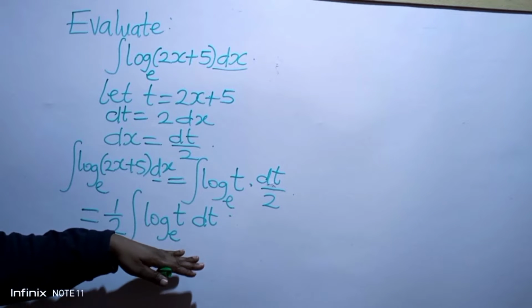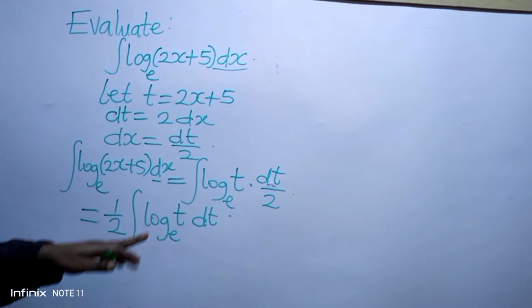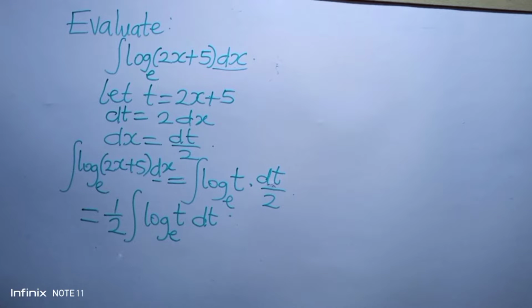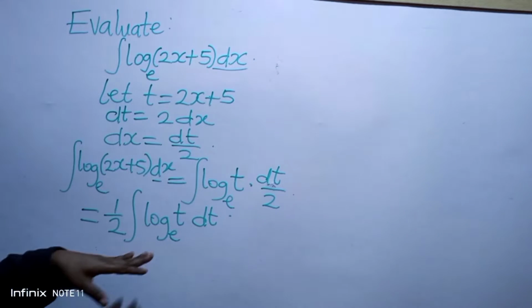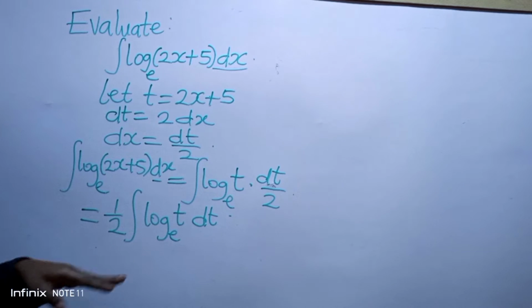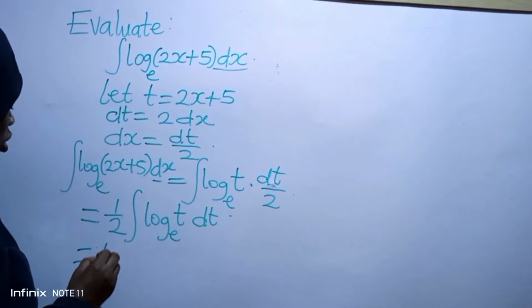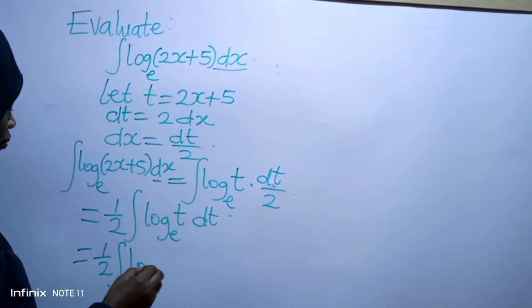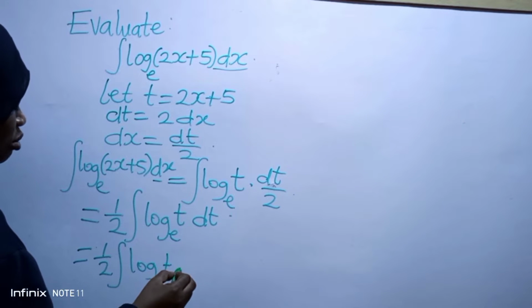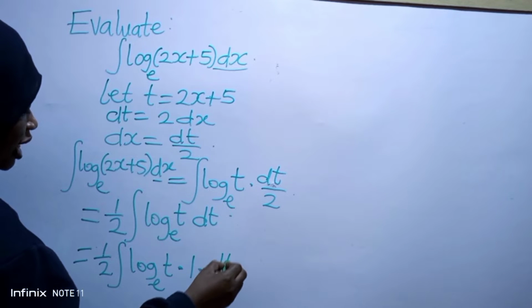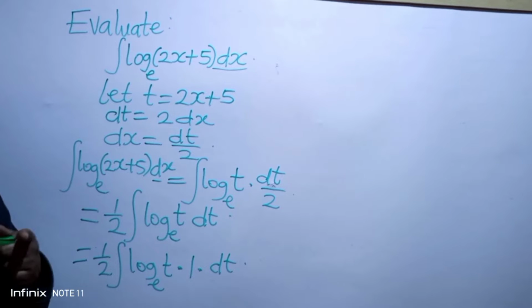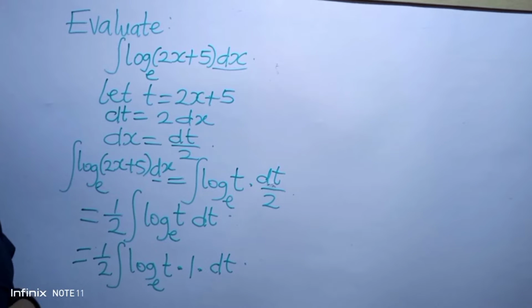Now you can see that this is in a simpler form. I need to integrate log t base e dt, and to do that I need to use integration by parts. Why? Because I cannot use the substitution method any longer, and I cannot use partial fractions. So I have to find a way of manipulating it into product form. I will say 1 over 2 integral of log t base e, multiplied by 1, multiplied by dt.